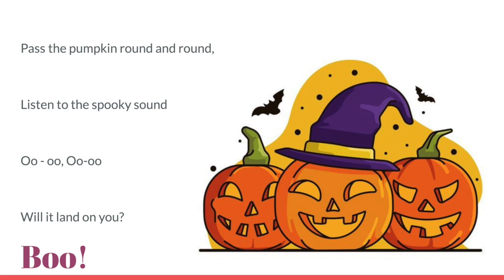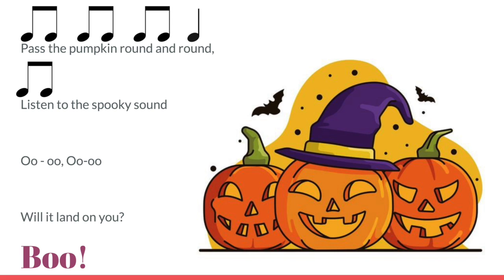Pass the, with two sounds. It's our eighth note, ti-ti. Pass the, and the next part, pumpkin. Ti-ti again. So ti-ti, ti-ti, round and. Ti-ti again. Ti-ti, ti-ti, round. Ta, one sound. Listen. Two sounds, ti-ti. To the, two sounds, ti-ti. Spooky, ti-ti. Sound, ta.